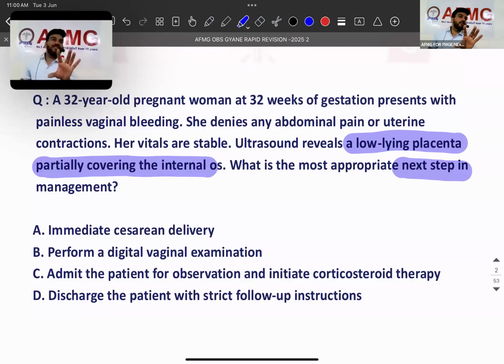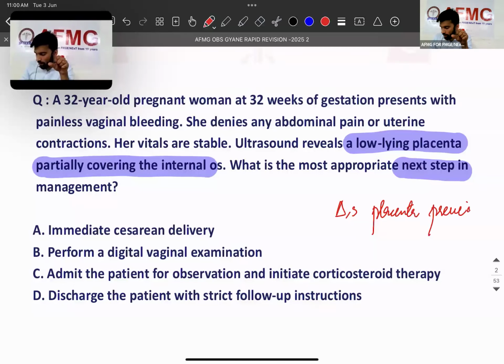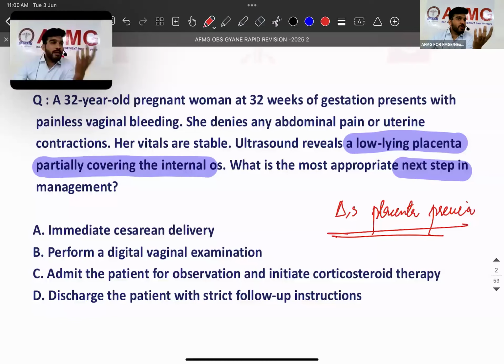The questions you might find easy, but our main focus is on the topic. Now, if I discuss what is the probable diagnosis of this particular condition? Placenta previa. Now, my dear students, you already know that hemorrhage is of two types.